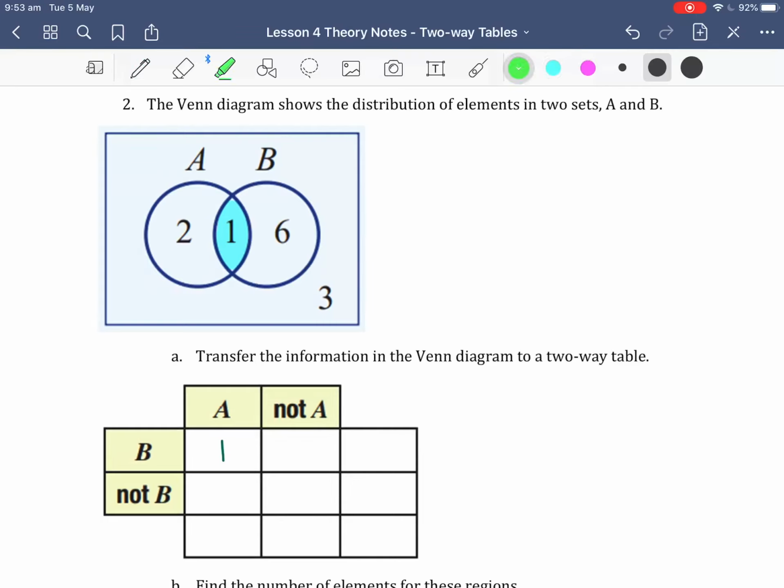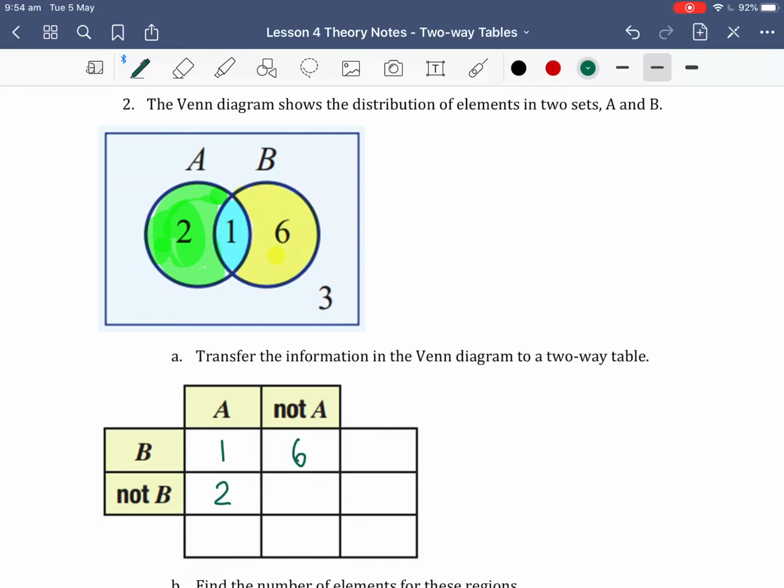Then we want to look at A not B. A not B is this part here, and that is 2 people. So A not B is 2. For B not A, that is this section here, this yellow section, and that is 6 people.